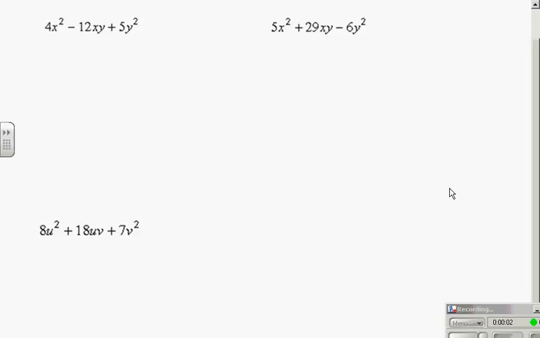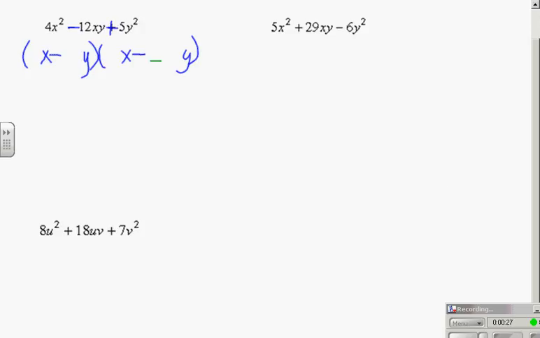Okay, since this factoring is new, we just need to keep doing a few examples to see the pattern. So in this case, 4, 12, and 5 don't have any common factors. So I'm going to go ahead, make my parentheses. I'm going to drop an x into each first position, put a y in each back position, minus, plus, tells me I have minus, minus.